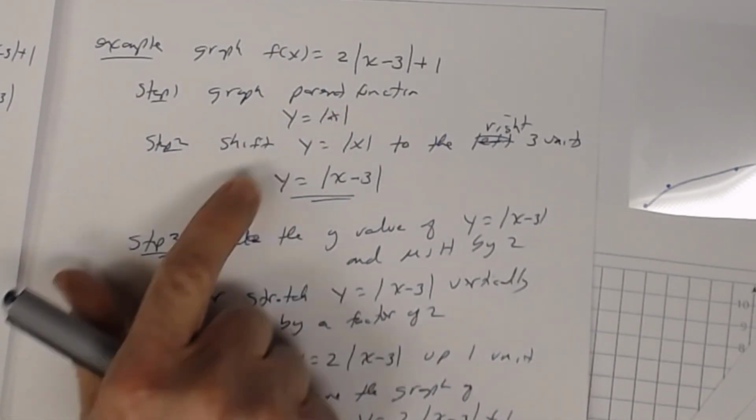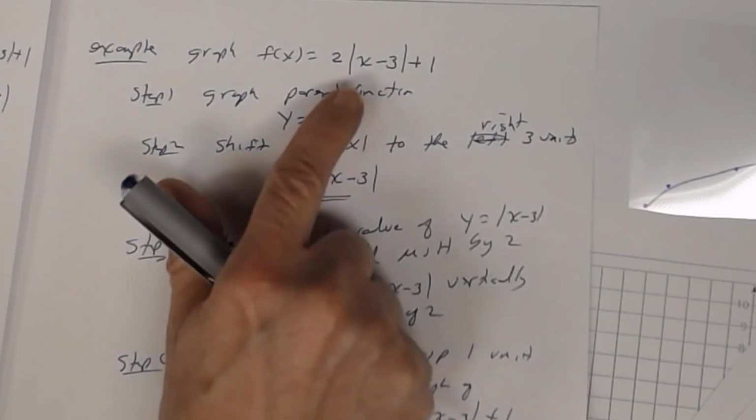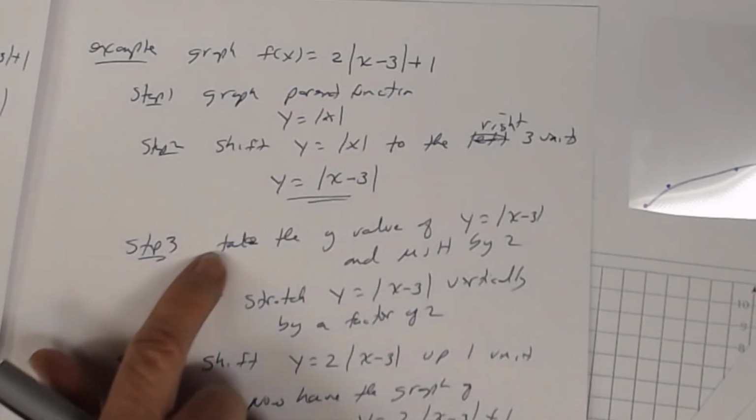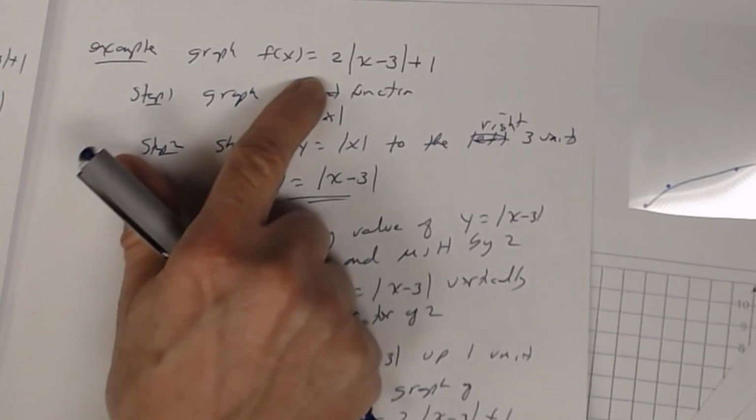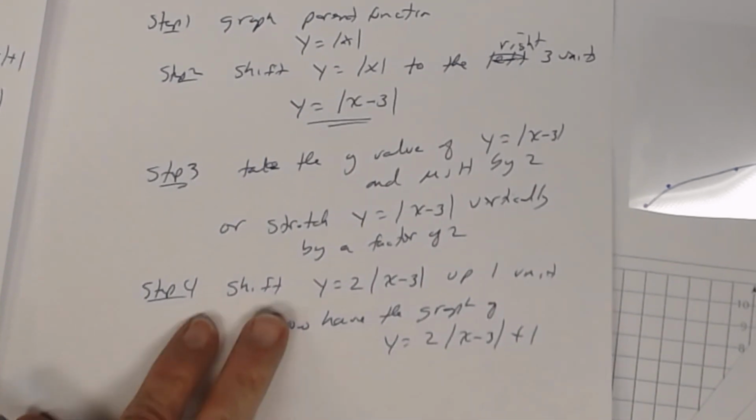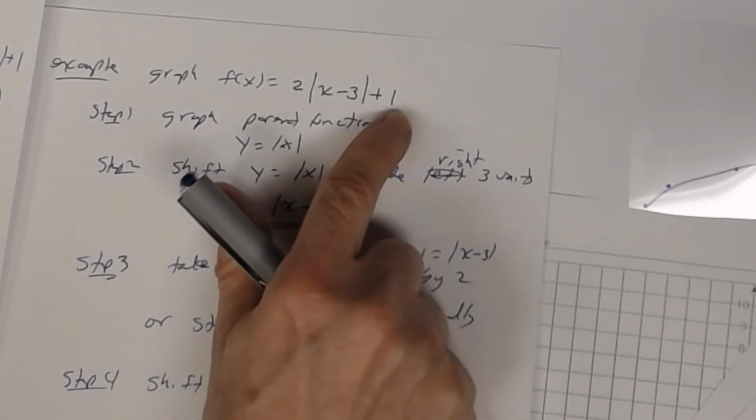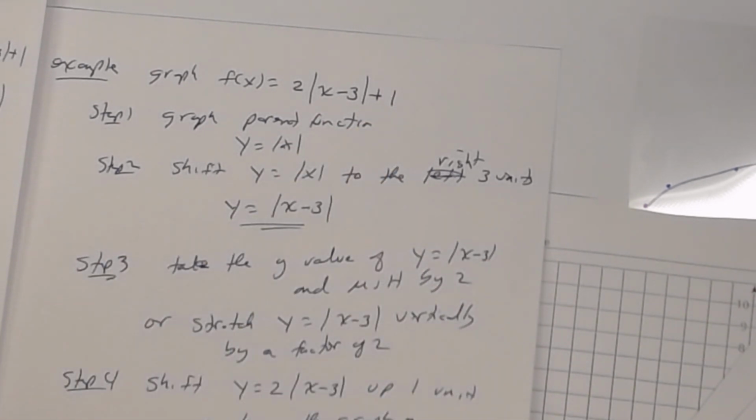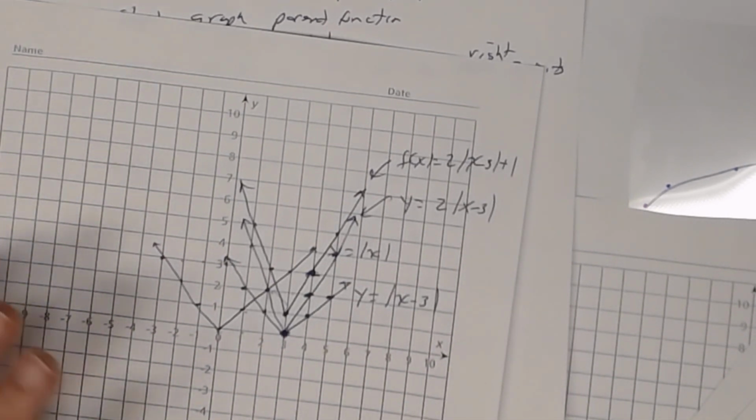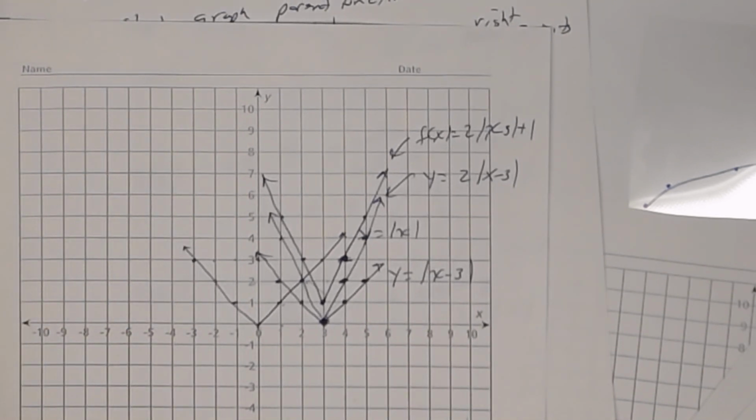Step 1, graph the parent function. Step 2 was the horizontal shifting. Step 3 was the stretch in this case. And step 4 was the vertical shifting. All right, and that's it. So it is a lot that we covered.